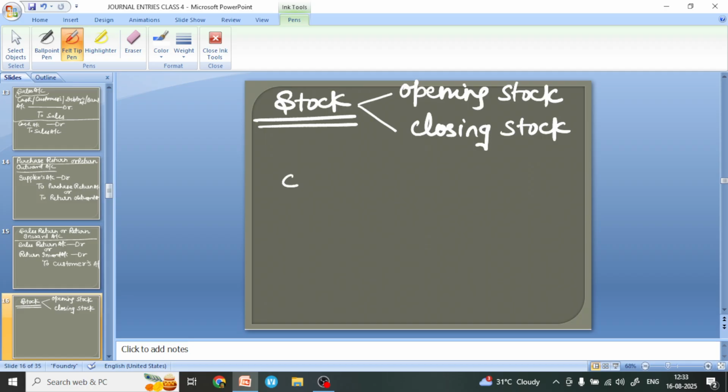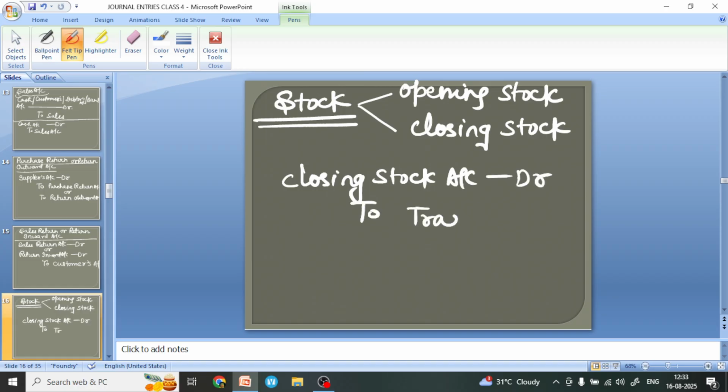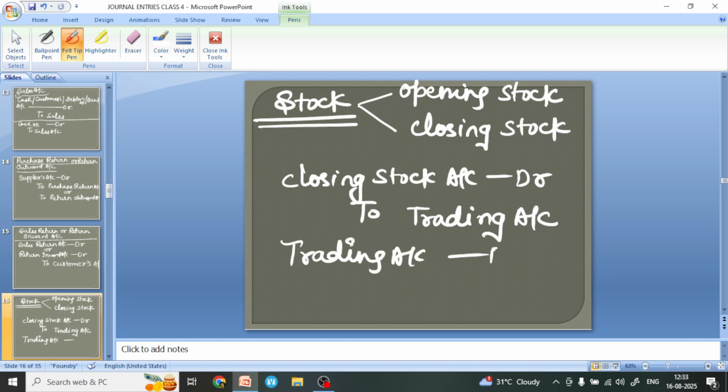And for closing stock, closing stock account debit to trading account. And for opening stock, trading account debit to opening stock.